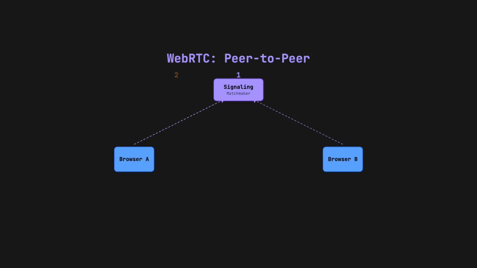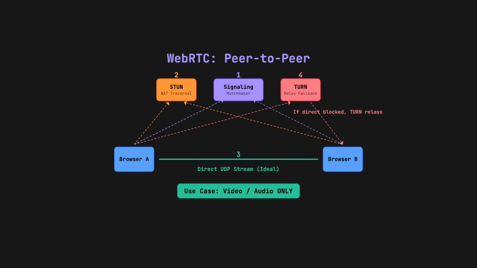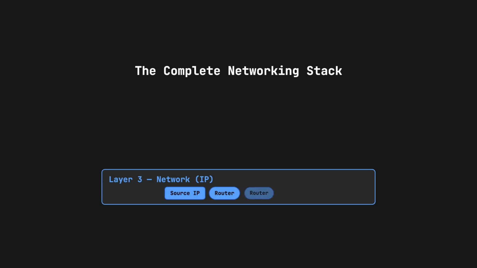WebRTC is for peer-to-peer data. It allows a browser to connect directly to other browsers, skipping your server entirely for the data transfer. Though if a direct connection fails, a TURN relay server acts as a fallback. The use case here: audio and video calling, Zoom, Google Meet. The complexity: it requires a complex setup with STUN and TURN servers to punch through firewalls, but it gives the lowest possible latency. So here's the full picture.